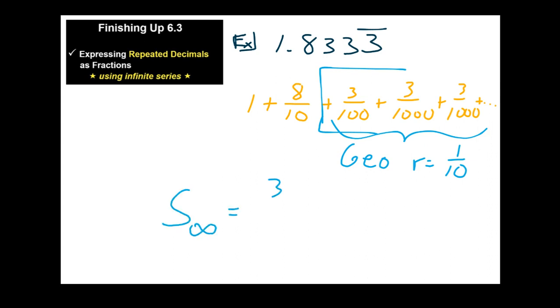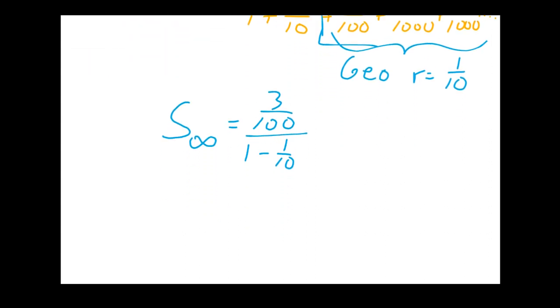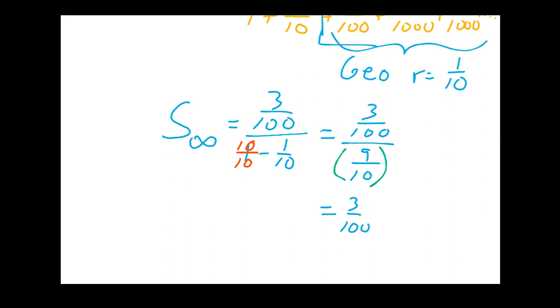You're just using the first term, 3 over 100, divided by 1 minus that common ratio. Just like we did in the other problem, 1 minus 1 over 10. 1 minus 1 over 10 is 10 over 10 minus 1 over 10. That's going to be 9 tenths. But dividing by 9 tenths is the same as multiplying by the reciprocal. So we're going to multiply by 10 over 9.